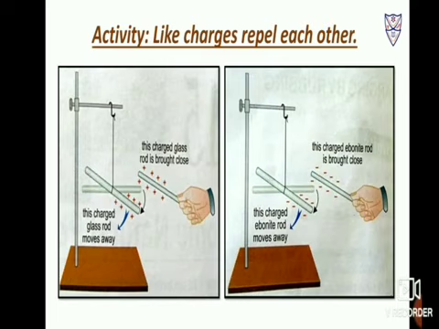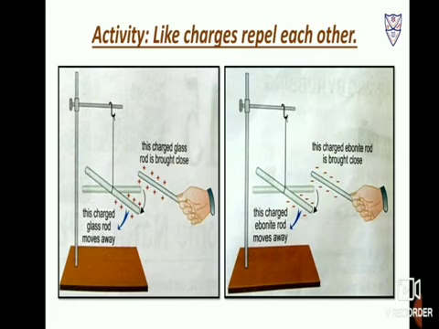Now bring another glass rod, rub it with the silk cloth and bring it near the suspended rod. When we bring it near the suspended rod, what will you observe? You will observe that the suspended glass rod moves away from the other glass rod. Why? Because both the glass rods have a positive charge. As they have like charges, they will repel each other.